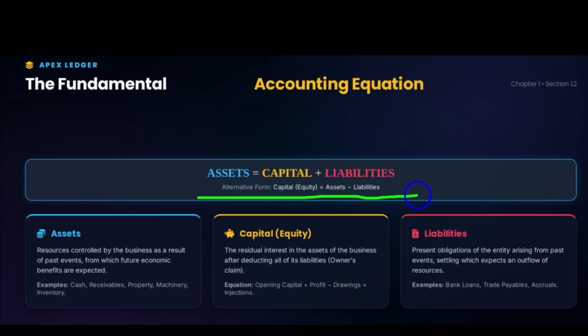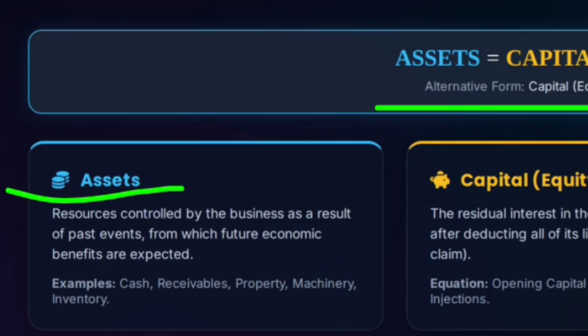Let's define these elements under the IASB framework. First one is assets: resources controlled by the business as a result of past events that will generate future economic benefits, like cash, receivables, property, machinery, or inventory.